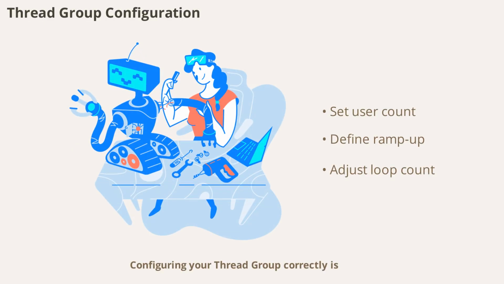Configuring your thread group correctly is the foundation of a successful JMeter test. Set the number of users, define the ramp-up period, and specify the loop count based on your testing goals. Adjusting these parameters helps you simulate different traffic patterns and stress levels for your application.